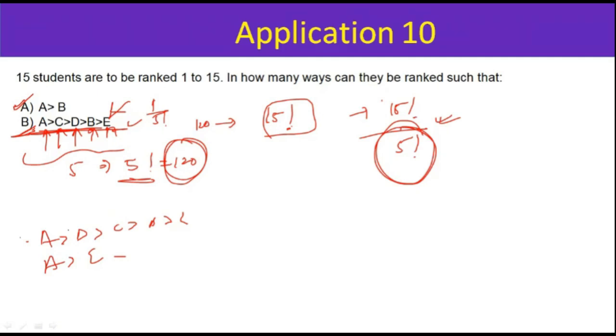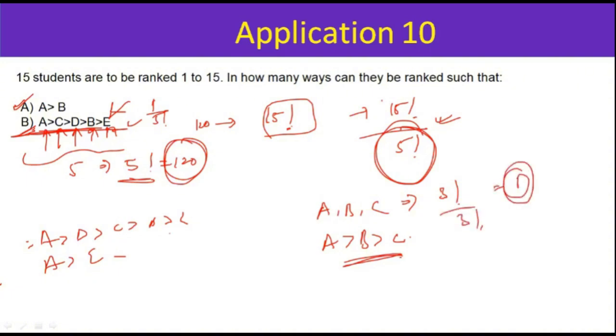See, let's consider this very simply. Always when you're confused, take examples. In how many ways can you arrange A, B, and C such that A is always greater than B, which is always greater than C? In total, I have 3 factorial ways to arrange these 3 numbers, right? But I want only one of the cases for this to happen. So this is nothing but 3 factorial by 3 factorial, which is nothing but 1.